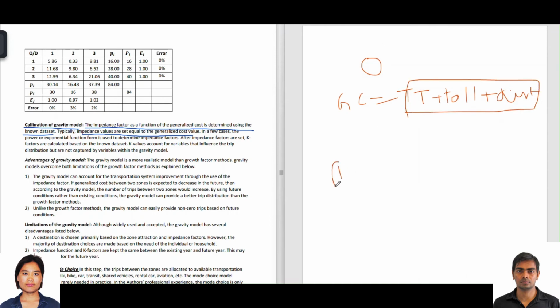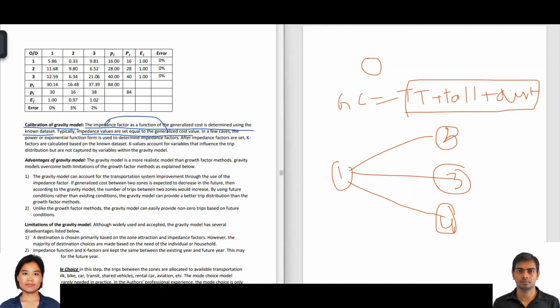So let's say this is origin number 1, destination 2, destination 3, destination 4. Then we figure out what is the generalized cost to go to these 3 different destinations. And then based on the generalized cost, we calculate the impedance value, and 1 over the impedance gives us friction factor.